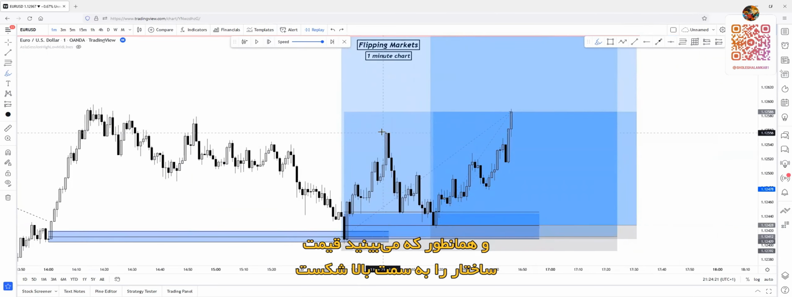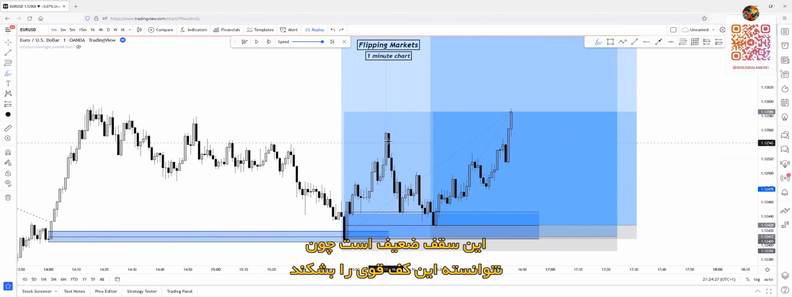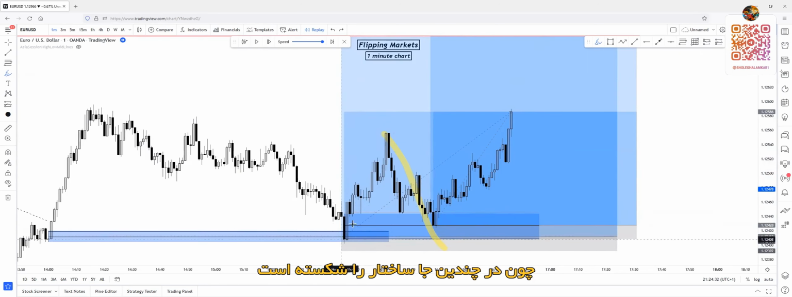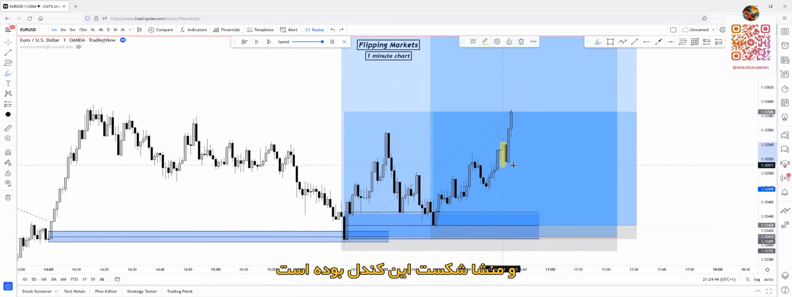And as you can see, price broke structure to the upside. And this break of structure to the upside happened from this candle. As you can see, this was a weak high because it couldn't break below this strong low. This was a strong low point because it changed character here, here, here. So this is a strong low point on the 1 minute structure. And this is a weak high point because it couldn't break below this strong low. And this weak high has been broken and the break happened from this candle.